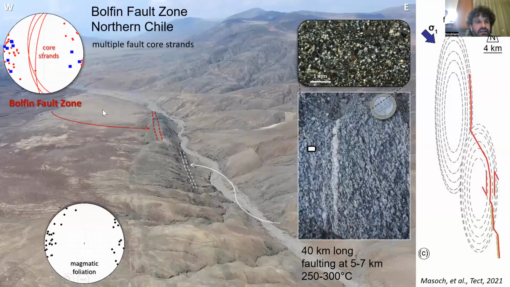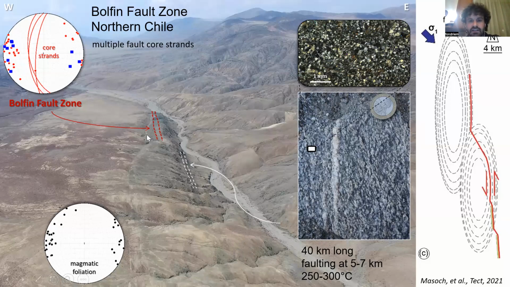Another case, much deeper, or another fault we studied is in northern Chile, in the Atacama Desert. Here we have a faulting which is much deeper compared to the one before. The fault was exhumed from 2 kilometers depth. Here the faulting was happening between 5 and 7 kilometers depth, in granitoids, and also at much higher temperature, between 250 and 300 degrees C.